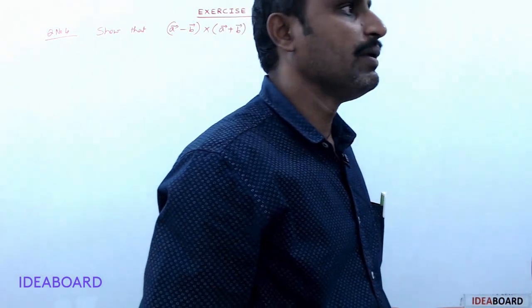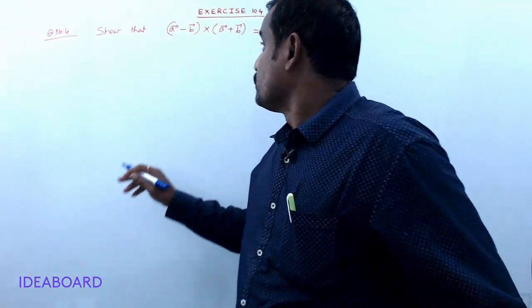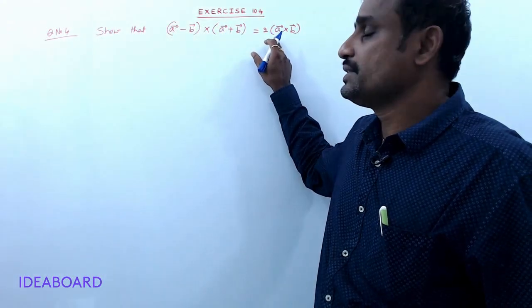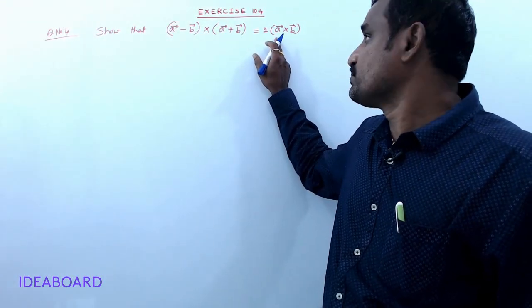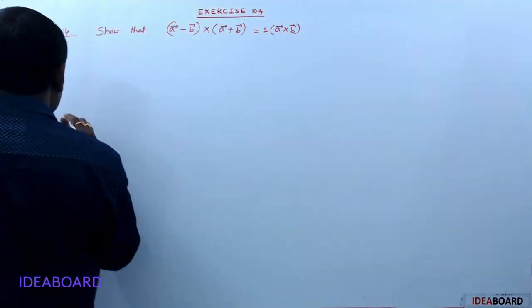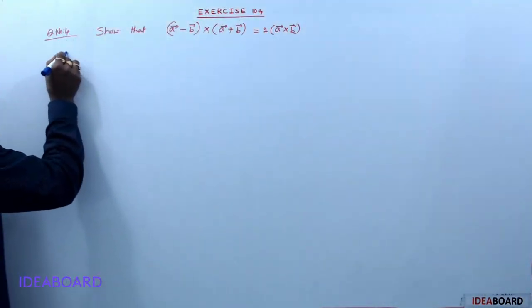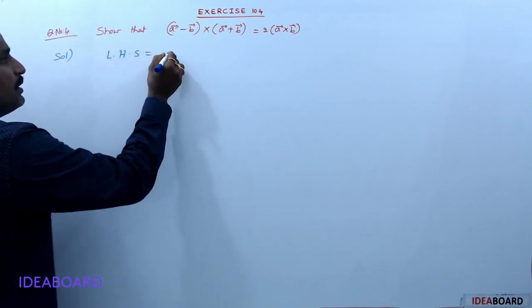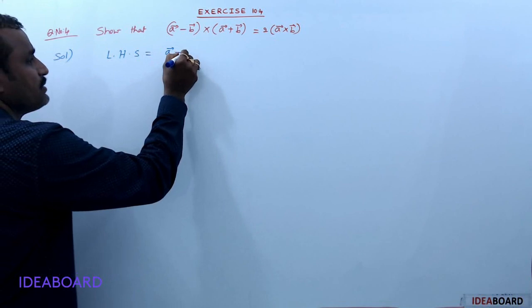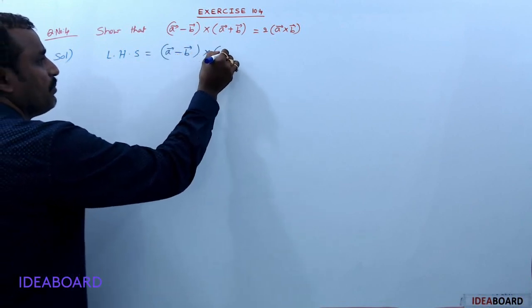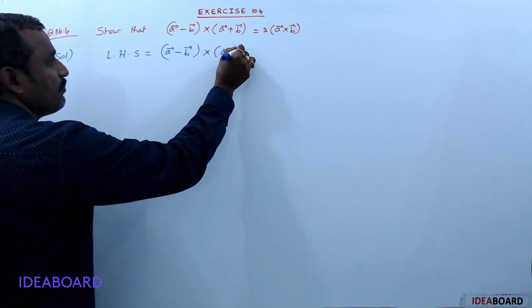Now question number 4. Show that (a bar minus b bar) cross (a bar plus b bar) is equal to 2 times of a bar cross b bar. Now an easy question. Solution for this: take the LHS part. What is the LHS? (a bar minus b bar) cross (a bar plus b bar).